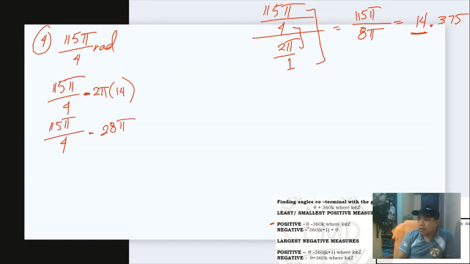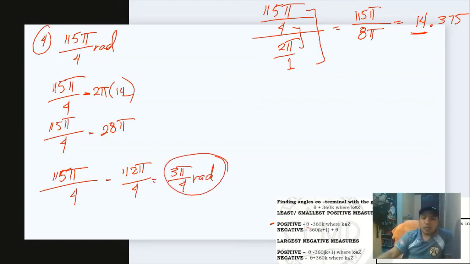Medyo malaki. 4 times 28 is 112. So 115 pi over 4 minus 112 pi over 4 is equals to 3 pi over 4. Right. That is the least positive or smallest positive coterminal.